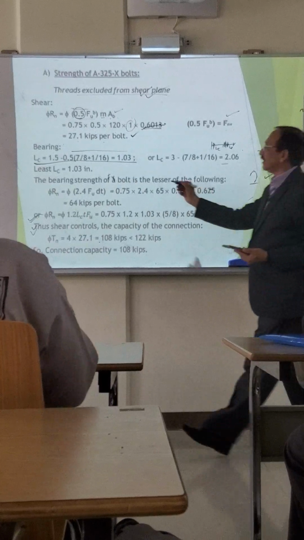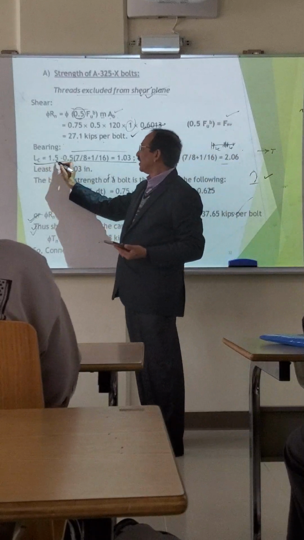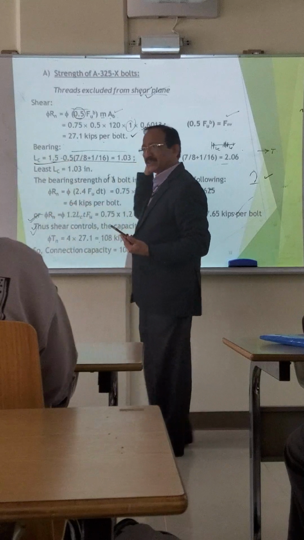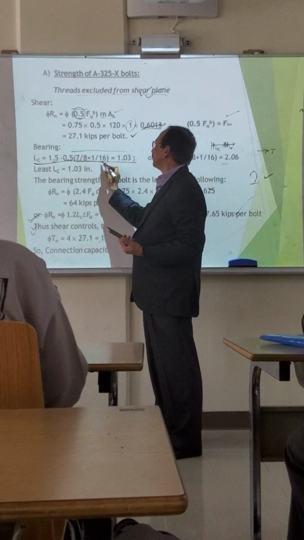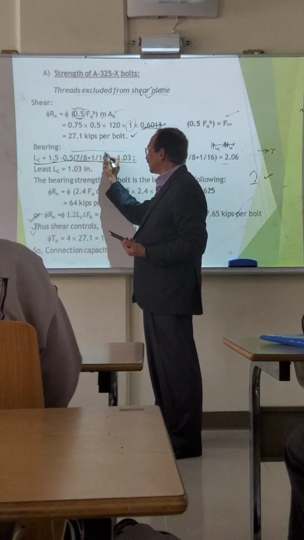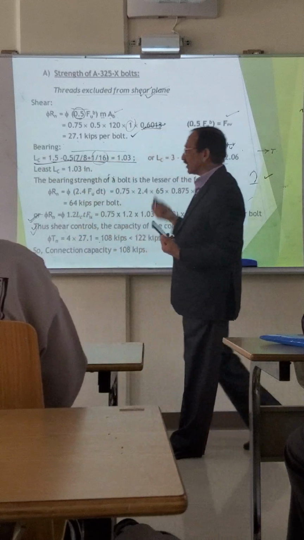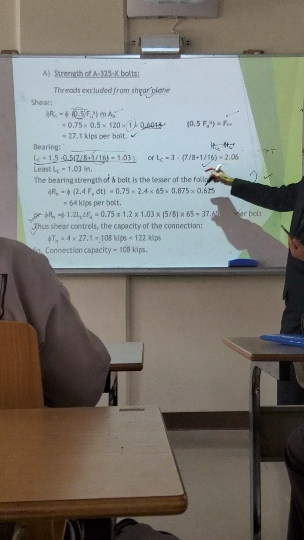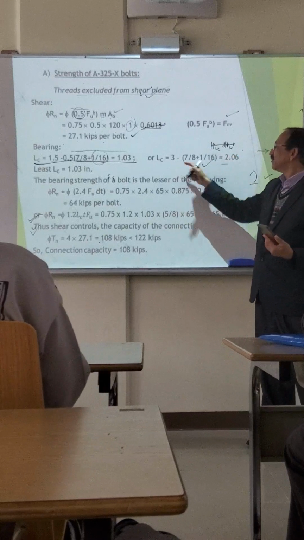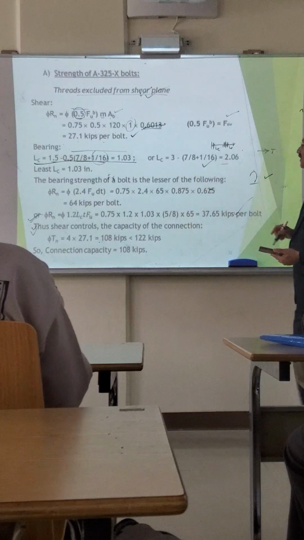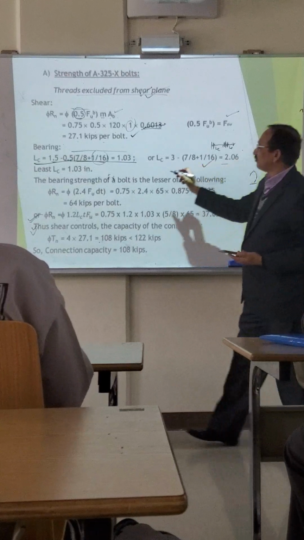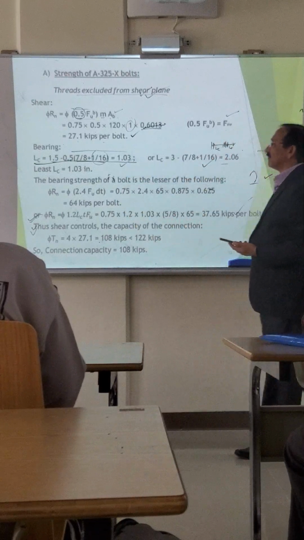So we calculated two values for LC. The first is 1.5, the distance to the edge, minus half of this value, which is 7 by 8 plus 1 by 16. Similarly here, this is center to center, and from that center to center we subtract that distance, and this is now the clear length. So the least value is 1.03. You will take this value.